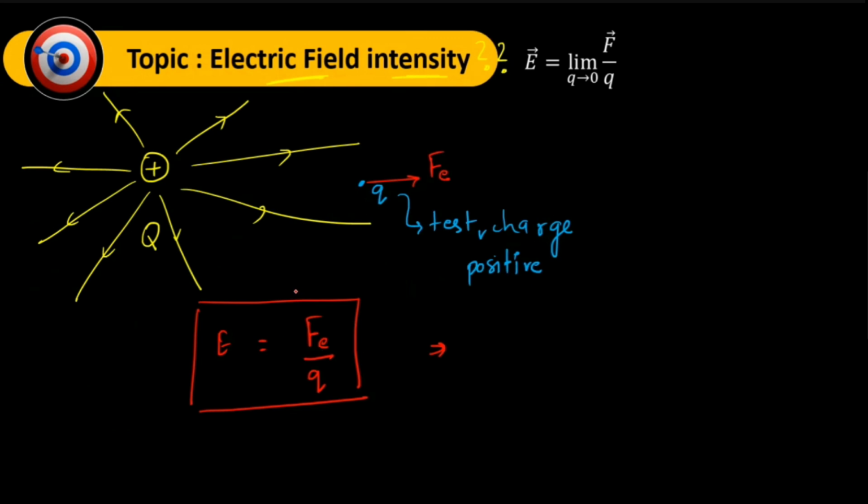And if we substitute the value of force, which we studied in the last class, that is Coulomb's law, what was it? It was K Q1 Q2 by R square. So I can write the electric field as this. This Q will cancel out this Q, and the electric field originating from this capital Q charge is given by this relation.